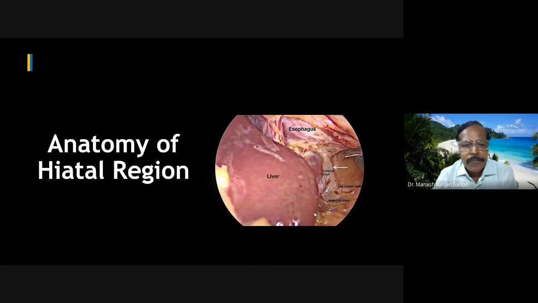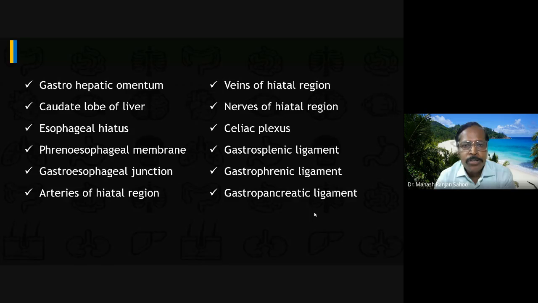So the anatomy of the hiatal region has a host of structures, starting from the gastrohepatic omentum, caudate lobe of liver, esophageal hiatus, phrenoesophageal membrane, gastroesophageal junction, arteries in the hiatal region, veins in the hiatal region, nerves in the hiatal region, celiac plexus, gastrosplenic, gastrophrenic, and gastropancreatic ligament. There are many structures in this region with which we have to orient ourselves before somebody starts doing hiatal surgery laparoscopically.